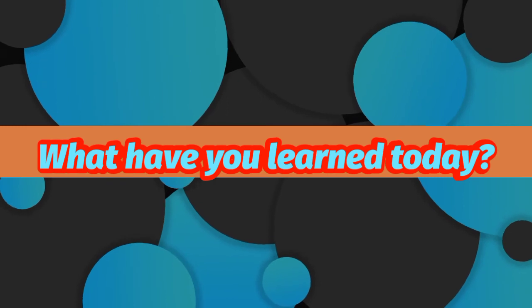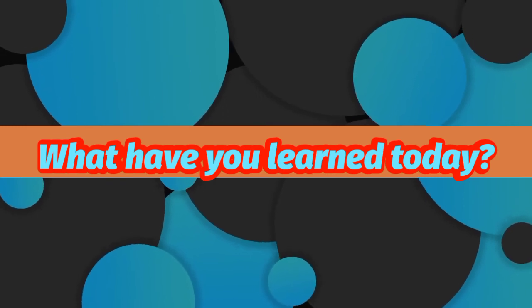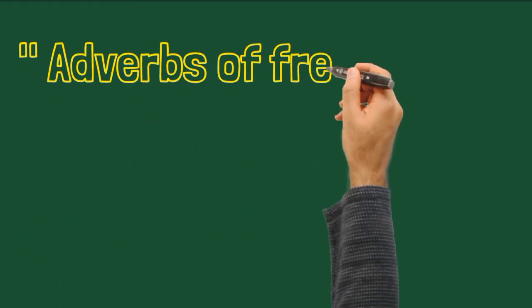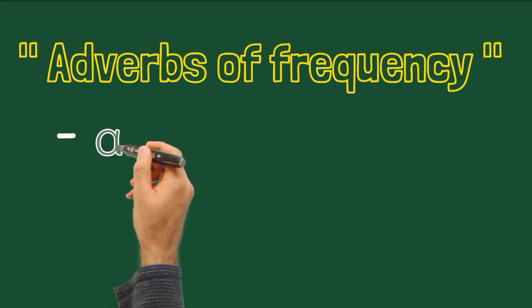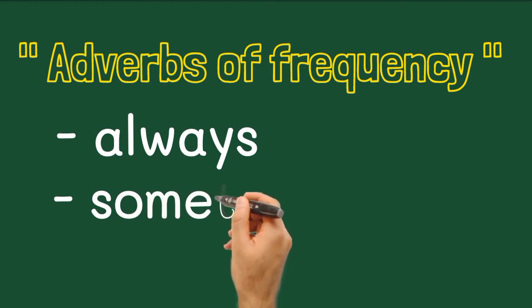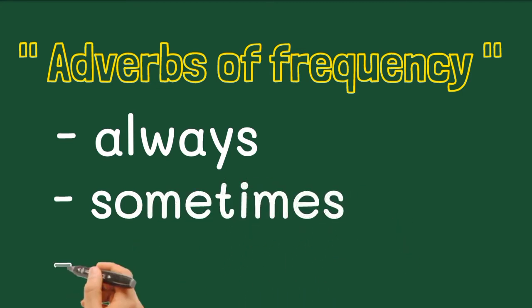Did you understand our lesson for today? Wow, that's great! So, what have you learned today? Alright, let's review our lesson for today. Today, we have learned about the adverbs of frequency. Always. Sometimes. And, never.